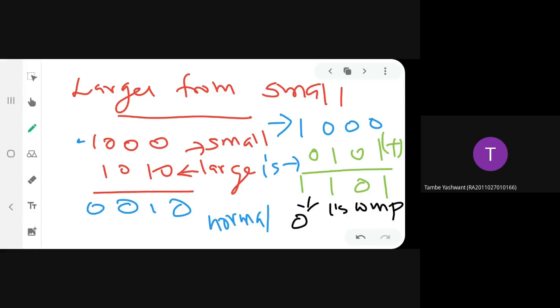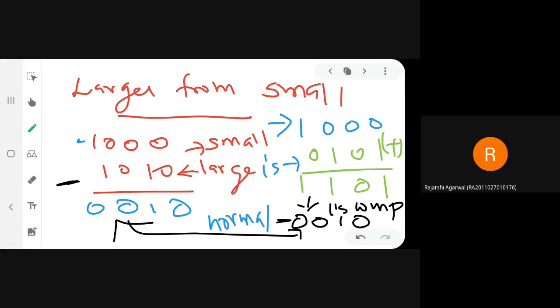So 0010. Then you have to change the sign. So this is the procedure, because here you will be having a negative sign. You can see yourself both the answers are almost the same or not.